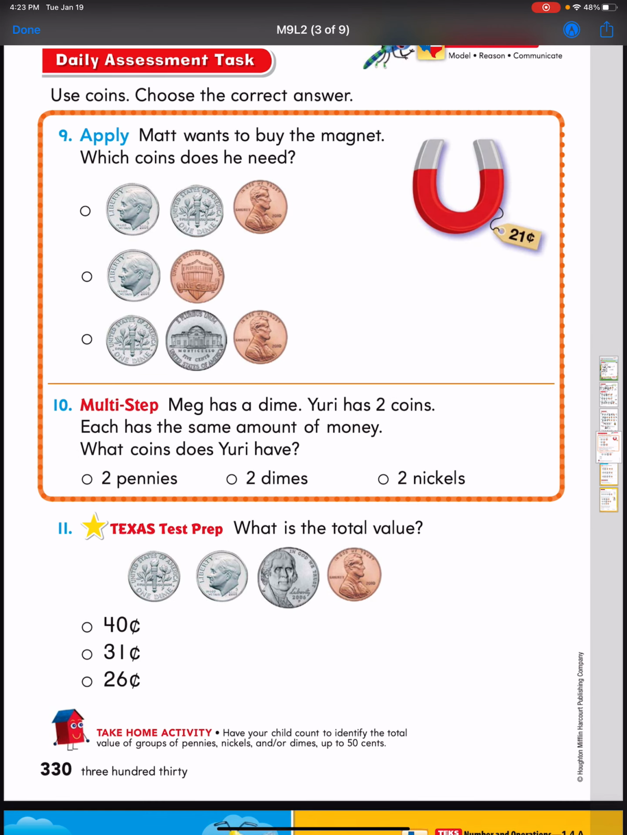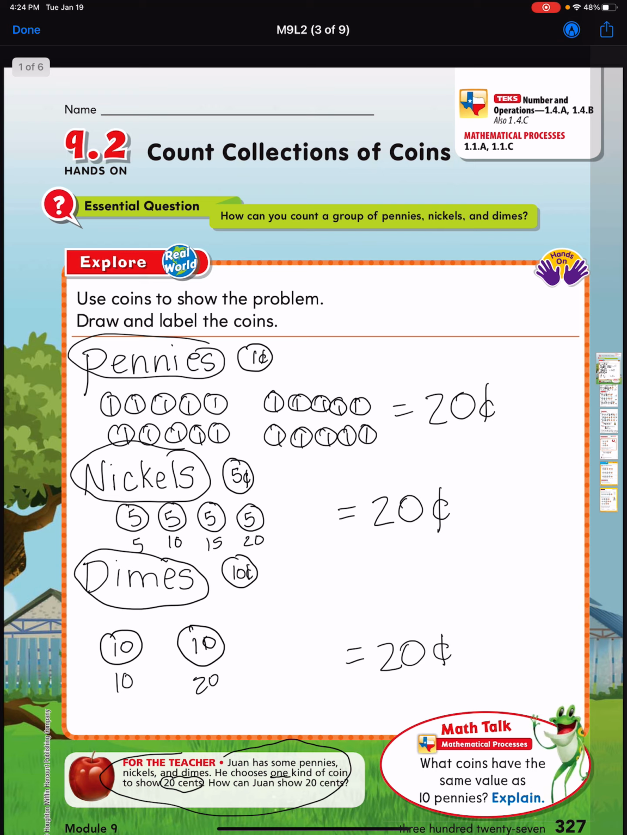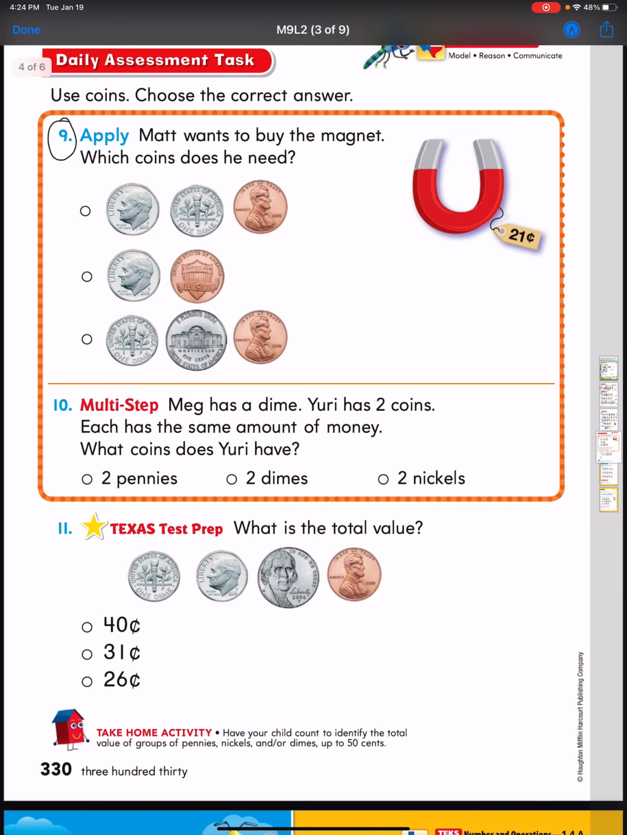Here's where we're going to choose our correct answer. So let's look at number 9, and it tells us to use coins. Remember, you can do that. And then choose the correct answer. Matt wants to buy the magnet. Which coins does he need? So look at our price tag, right here. This is how much that magnet costs. It costs 21 cents.